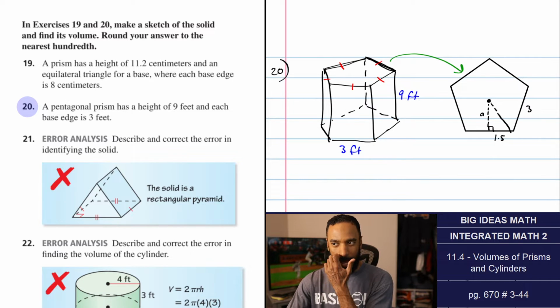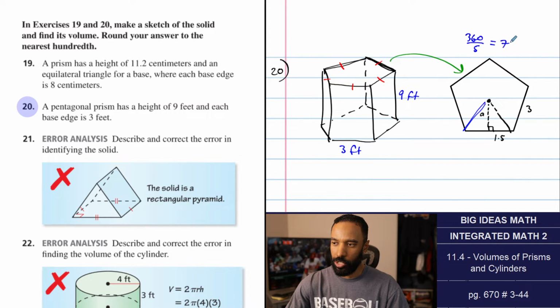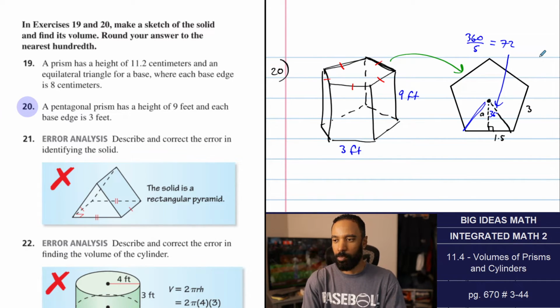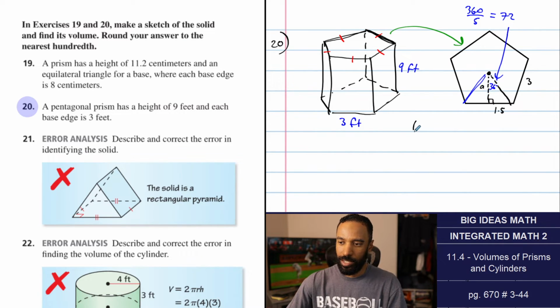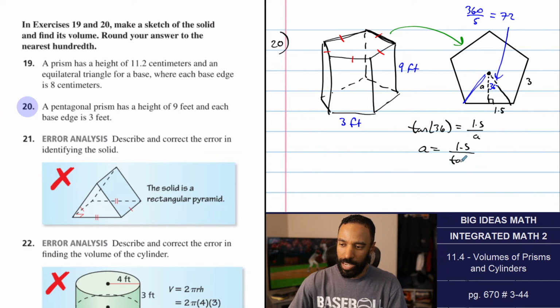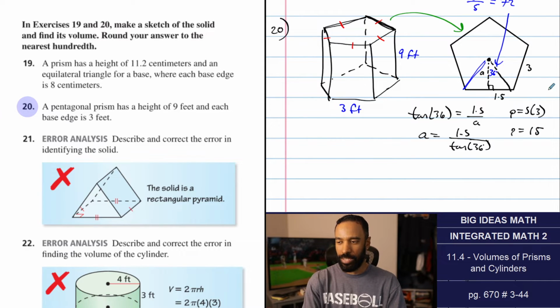So I need the central angle divided by 2. Central angle is 360 over 5, which is 72. Half of that is going to be 36 degrees there. It's bisected. This was from section 11.3. So to find the apothem, we do tangent. We take tangent of 36, and we get 1.5 over A. So A is 1.5 over tangent of 36 degrees. The perimeter is 5 times 3, which is 15. These are all in feet.